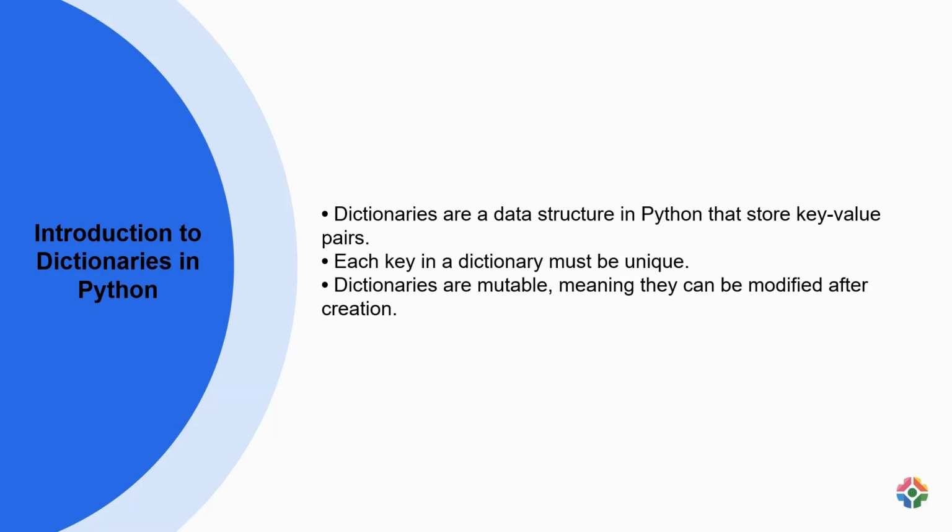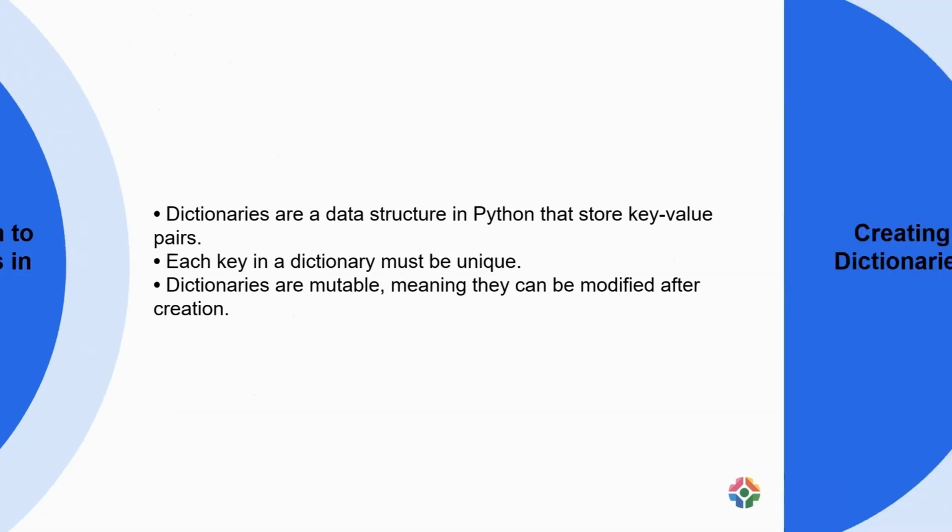For instance, a dictionary could be used to store student names as keys and their corresponding grades as values, enabling efficient retrieval and updating of student performance data.